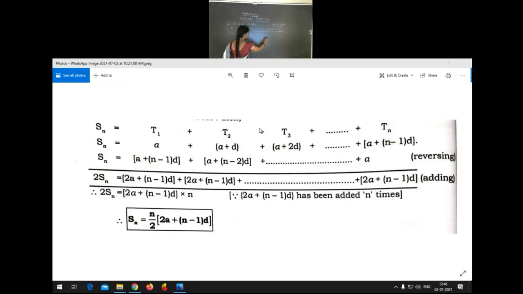Here I will write the last step. 2a minus d plus dn we got. Now what you can do? Can we get this expression? Yes, of course. So 2a, then your minus d plus dn. In that, what is common actually?